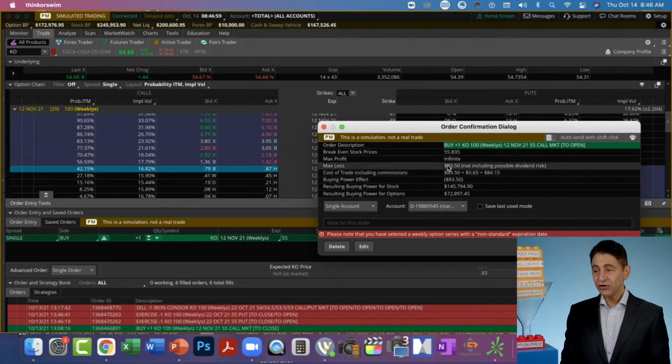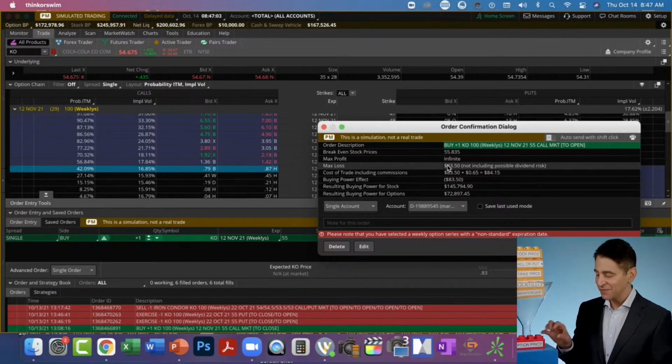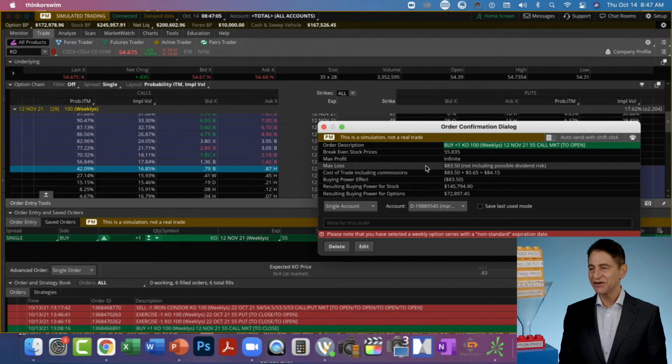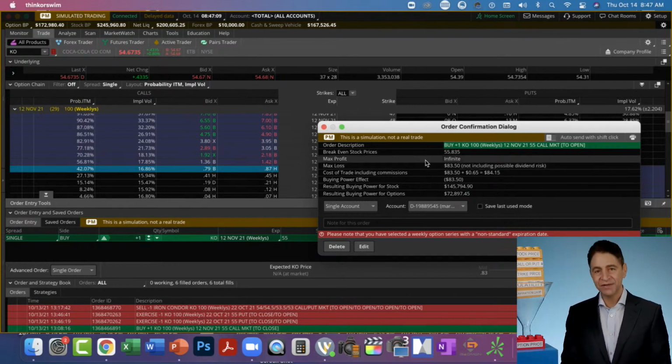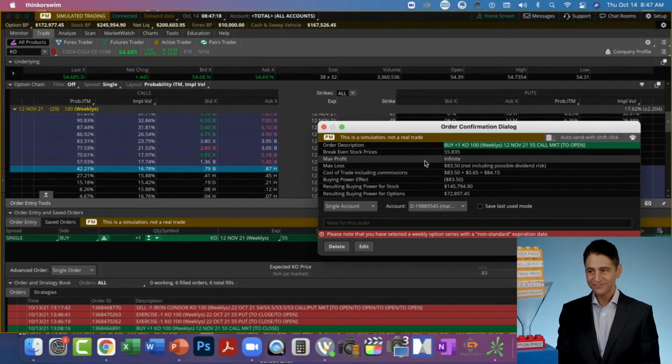And the most I can lose is what I paid for the insurance policy, meaning what I paid for the option. It's right here. Max loss is $83, whatever. The max profit is infinite because if the stock goes up, and there's no limit on how much the stock can go up, you can make a fortune. You can make hundreds and hundreds of times your money with options if you do it right.